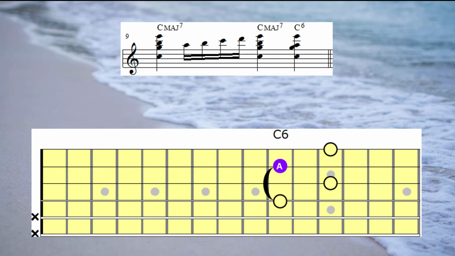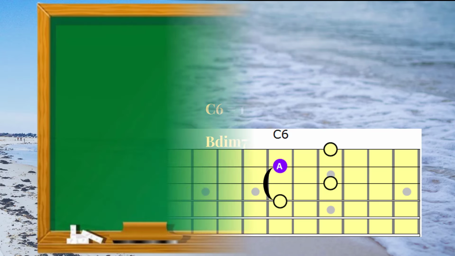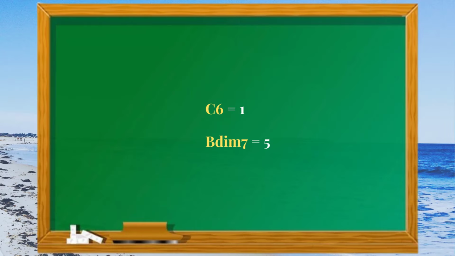Before we go any further, I'd like to give you an example of one of the ways that we could be using this type of playing. As we said, the C major 6th diminished scale produces two chords. The C major 6th chord, which I'm thinking of as chord 1. The B diminished 7th chord I think of as being chord 5.